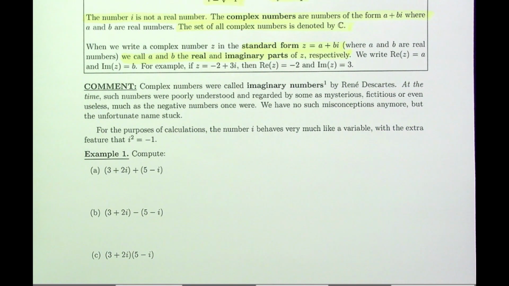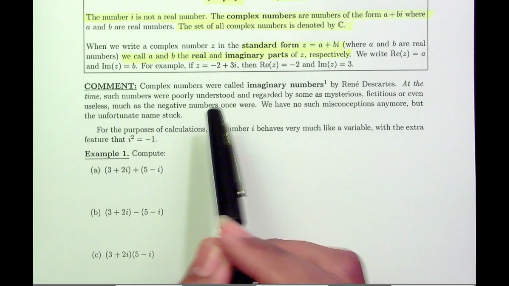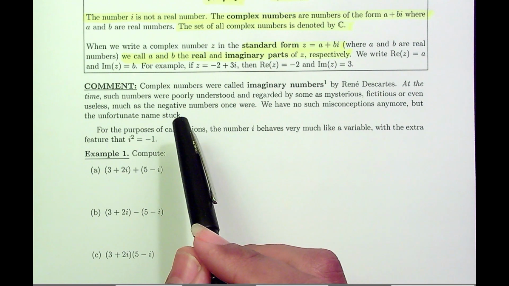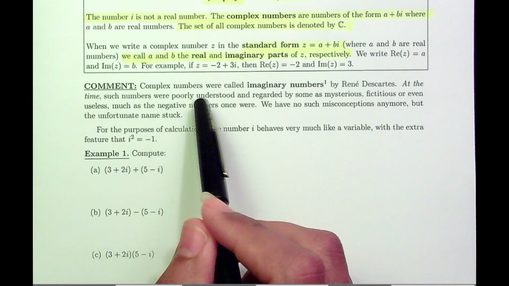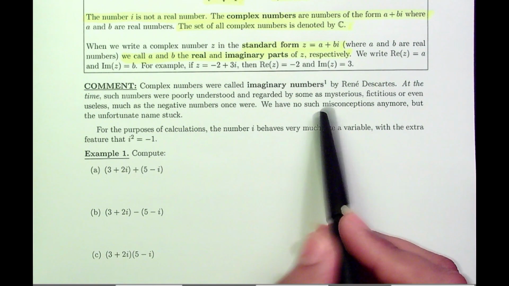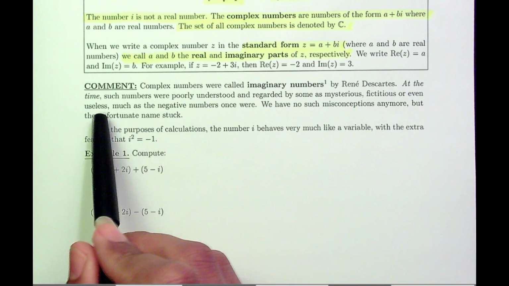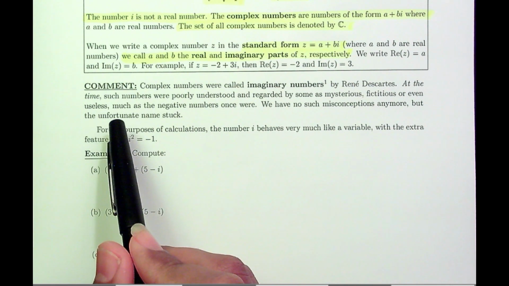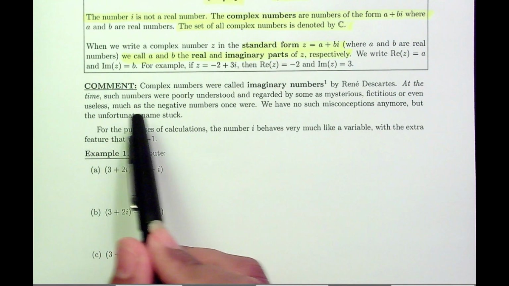They were originally called imaginary numbers by René Descartes, a very famous French mathematician and philosopher. At the time when they were introduced and started being used, they were really poorly understood. They were regarded by some people as mysterious, fictitious, or even useless, much as the negative numbers once were.